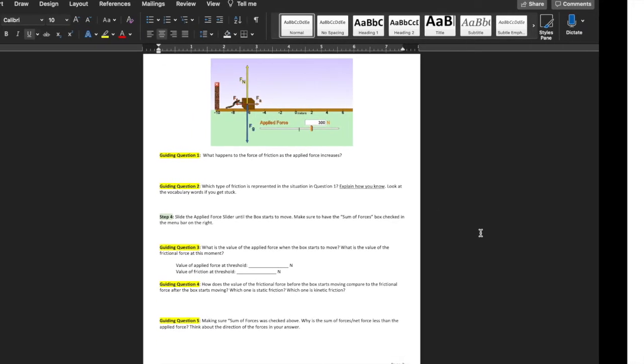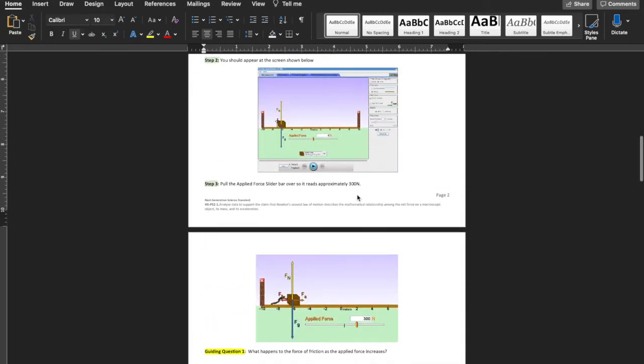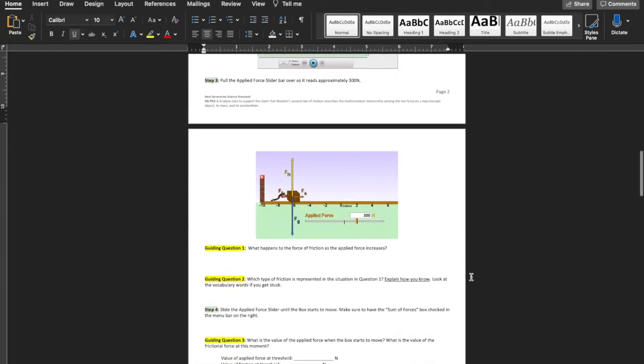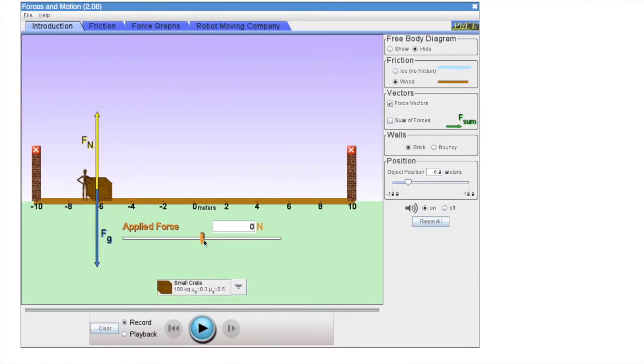All right, so let's go ahead and go to the simulation. Our step is to pull the slider bar until it's approximately 300 newtons. Okay, so we're going to go ahead and pull that slider bar. We see that the FF arrow is increasing, the FA is increasing. FA is applied force. That means literally you apply a force, you push. So our mannequin is pushing on our box, and we said we're going to go to 300 newtons. Okay, so nothing is happening except for the fact that the force applied is getting bigger, and the force of friction is also getting bigger.